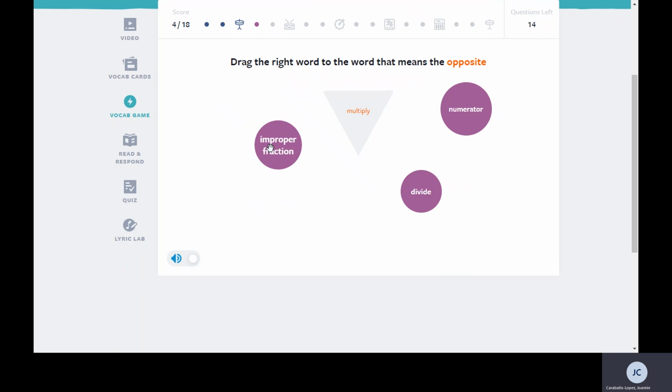Is that correct? Try it. He's saying it's improper fraction. So you guys lose a point. All right. 20.